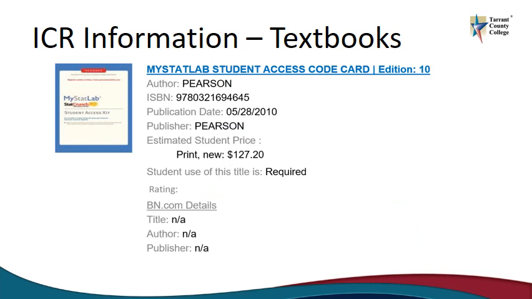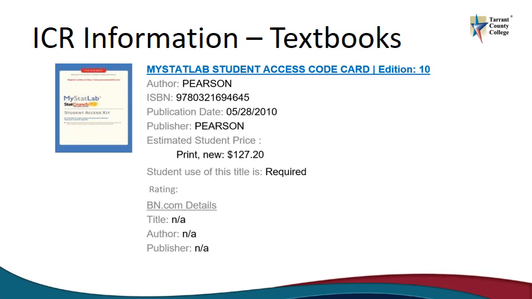This is the actual textbook that we're going to be using. It's actually the software. It's the My Stat Lab. This access code card, it's edition 10. Here's our ISBN, the publisher, all that information, it's there. The price of it, if you buy it in the bookstore, is around $128. $127.20 was the last price that I had seen on that one. This is the only item that is required.